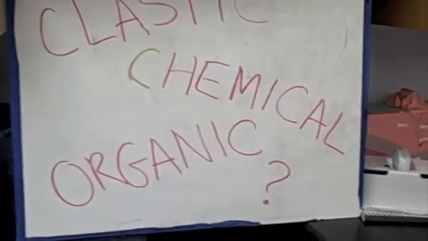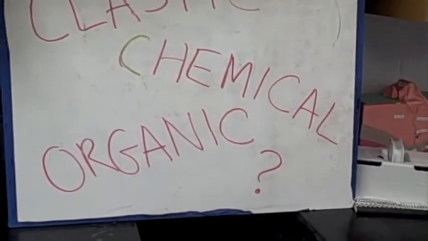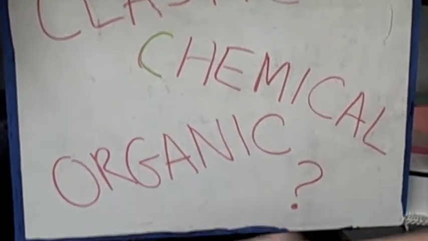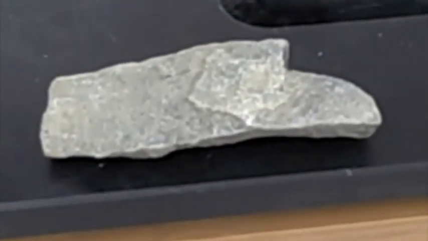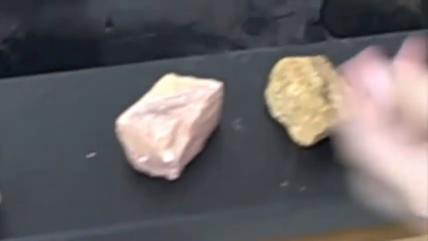Some examples of clastic rocks are shale, sandstone, and conglomerate. You can tell these are clastic because the sediments of pre-existing rocks are clearly visible. Here are examples of these 3 clastic rocks.